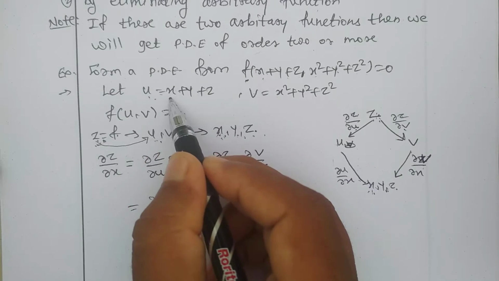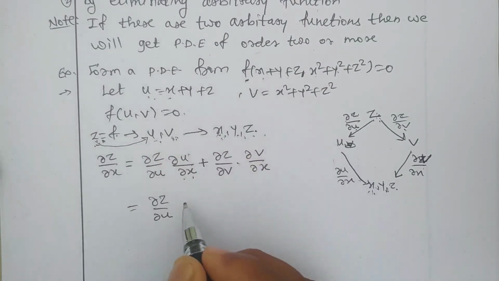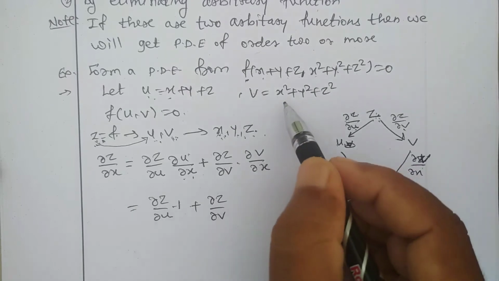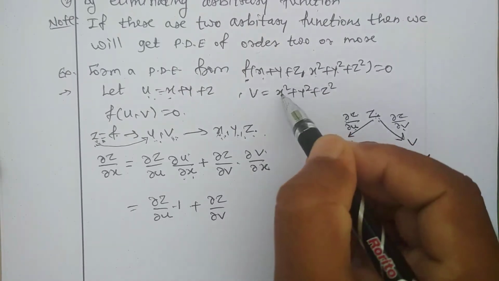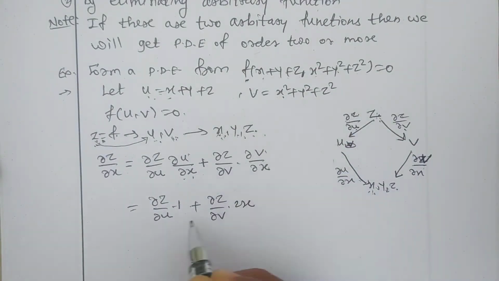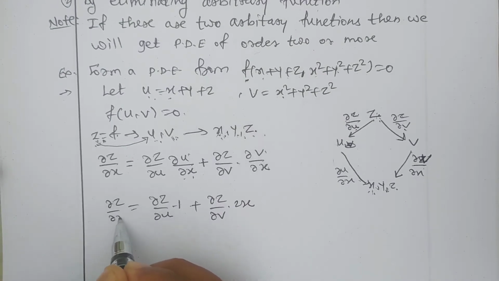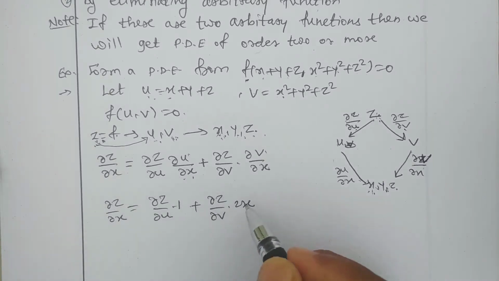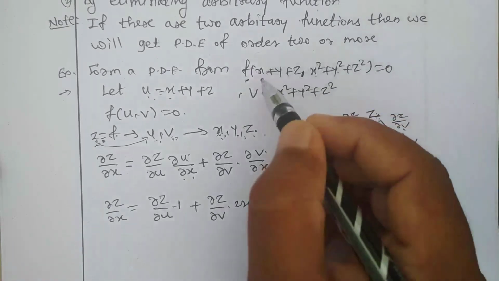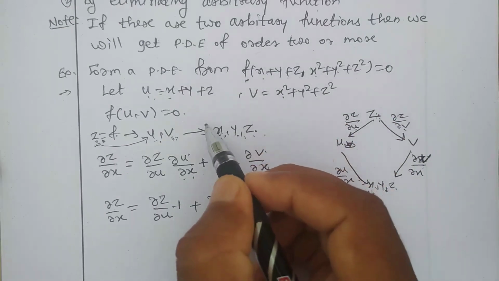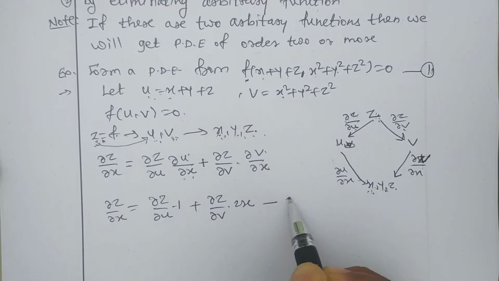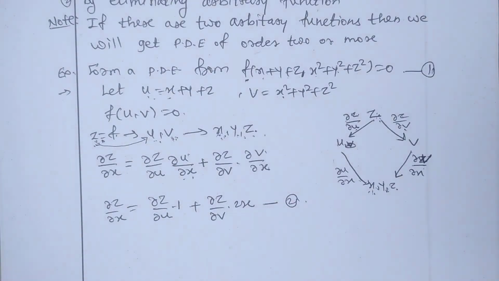Derivative of u with respect to x, we can calculate. This is 1, plus ∂z/∂v as it is, and derivative of v with respect to x, it is 2x. So ∂z/∂x, you will get ∂z/∂u plus 2x into ∂z/∂v. Let us call the given equation equation number 1, and this as equation number 2.